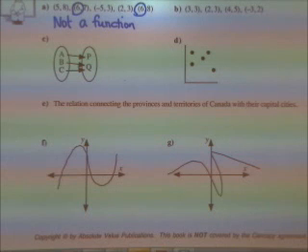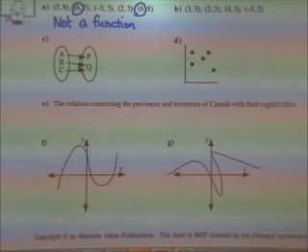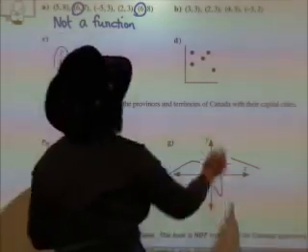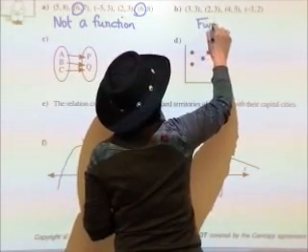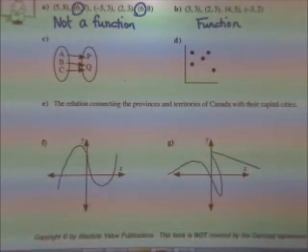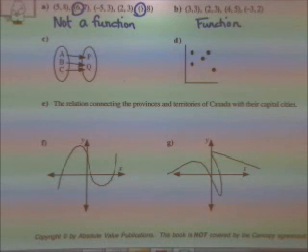Okay, look at the x-coordinates for B. Do I have the same x input? No. So is this a function? Yes. It's possible to have the same output. I can have them both going to 3, as an output.